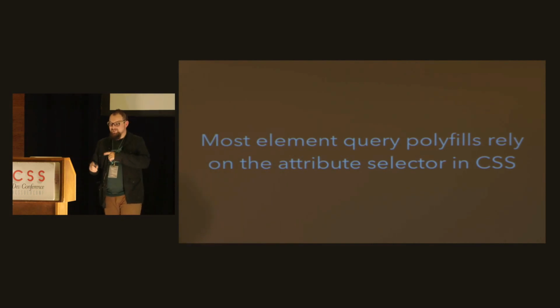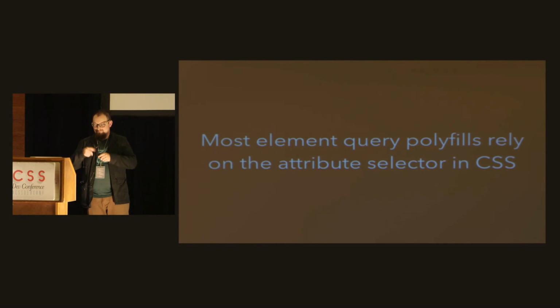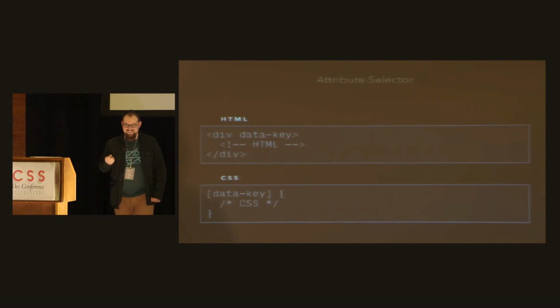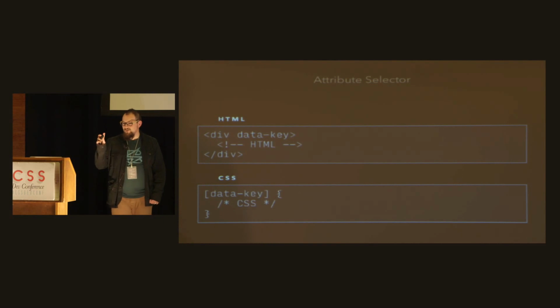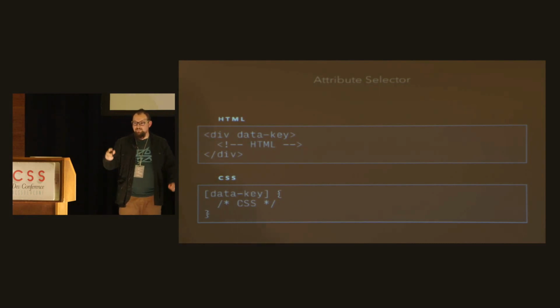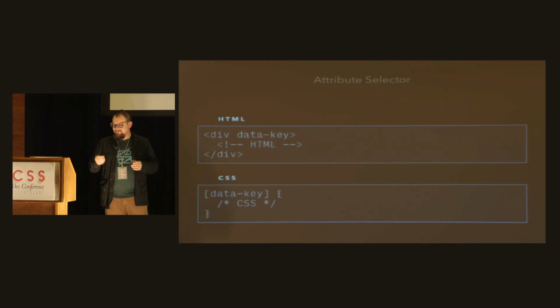Most element query and content query polyfills, I meant to get every slide and I missed them, rely on the attribute selector. If you're not familiar with the attribute selector, let me tell you about it, because it is some cool stuff. We have in our HTML data-key, which is just a data attribute. In my CSS, I can put square brackets with the name of that attribute, data-key, and then apply my styles accordingly. It'll attach everything there.